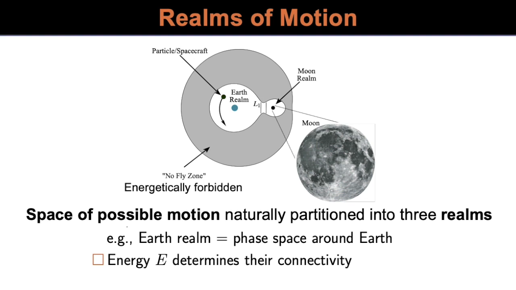The boundary of this energetically forbidden zone is called a zero velocity curve, because the velocity goes to 0 with respect to the rotating frame at those locations. In fact, trajectories seem to sort of bounce off of it as if it is billiards. So this is a case where there's a realm around the Earth, and I'm talking not just projected onto the position space, but phase space as well. So there's a realm around the Earth. Think of that as mostly geocentric orbits, the realm around the moon, and then there's a realm exterior, which are also geocentric orbits. And as the energy changes, these different regions get connected.